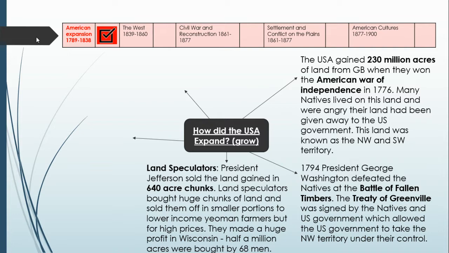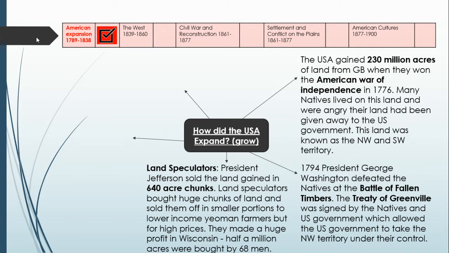We then have something called land speculators. Now, you'll see that there is another president on the slide, President Jefferson. You do not need to know the chronology of all of the presidents in America's history as we go through this course, but you do need to know specific presidents that were responsible for specific policies. And President Jefferson was in charge of giving chunks of land to people called land speculators.